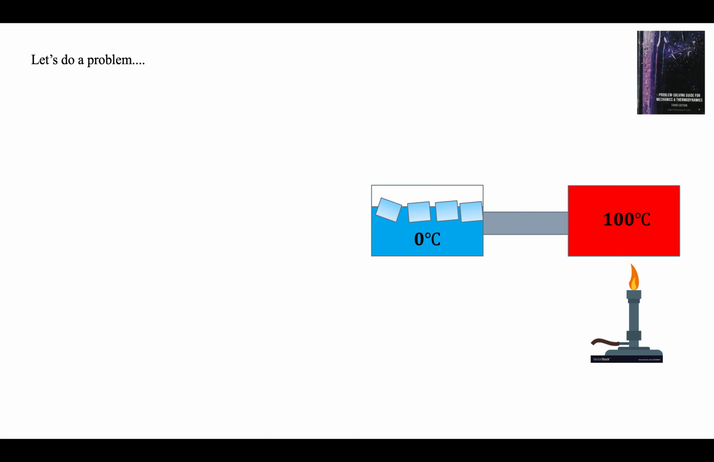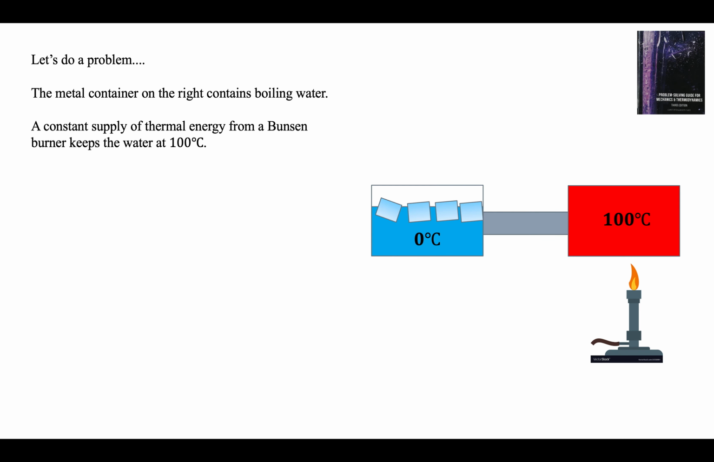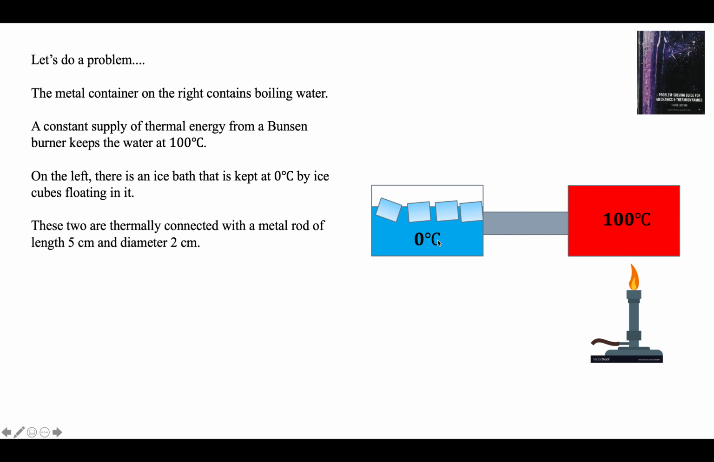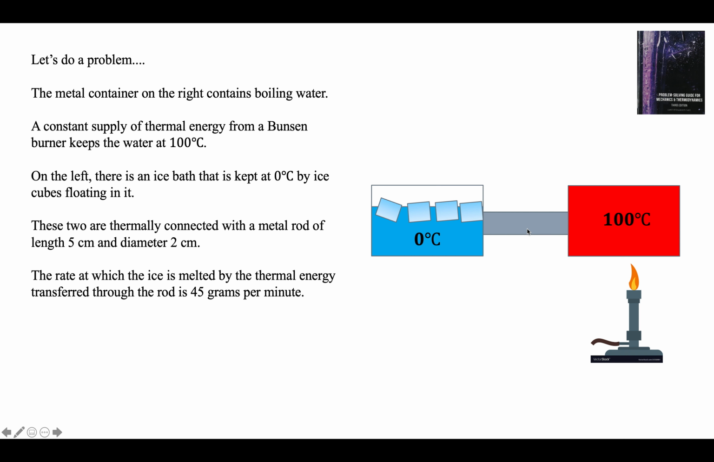So let's do a problem. Here we have some boiling water at 100 degrees Celsius. The Bunsen burner will keep it at 100 degrees Celsius. Here's some ice cubes in water. They're thermally connected with a metal rod, diameter 2 centimeters, length 5 centimeters. The rate at which ice is melted by the thermal energy coming from the boiling water through the metal rod is 45 grams per minute. What is the thermal conductivity of the material from which the rod is made? What's the K for this rod?